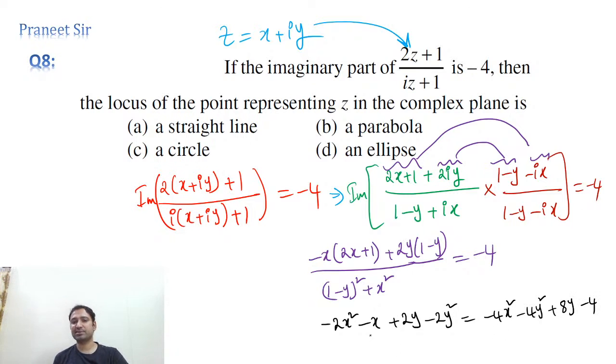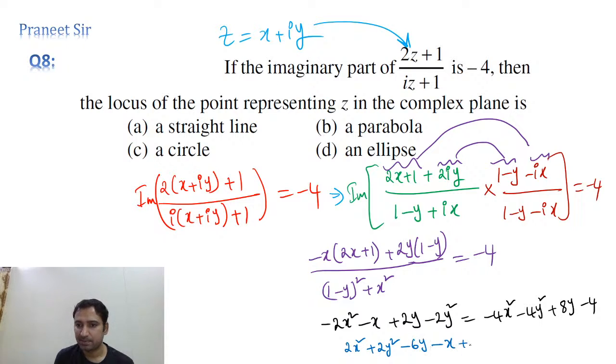So now let's simplify this. If you bring all the terms to the left hand side, what do we get? 2x square plus 2y square minus 6y minus x plus 4 is equal to 0. So isn't it a circle, guys? That's it. Circle is the answer. Clear? So it's just a circle.